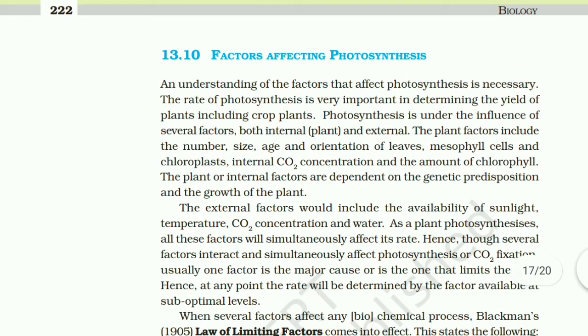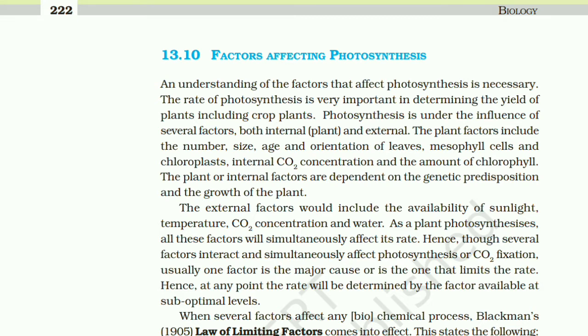13.10 Factors affecting photosynthesis. An understanding of the factors that affect photosynthesis is necessary. The rate of photosynthesis is very important in determining the yield of plants, including crop plants. Photosynthesis is under the influence of several factors, both internal and external. The plant factors include the number, size, age and orientation of leaves, mesophyll cells and chloroplasts, internal CO2 concentration and amount of chlorophyll. The plant or internal factors are dependent upon the genetic predisposition and the growth of the plant.